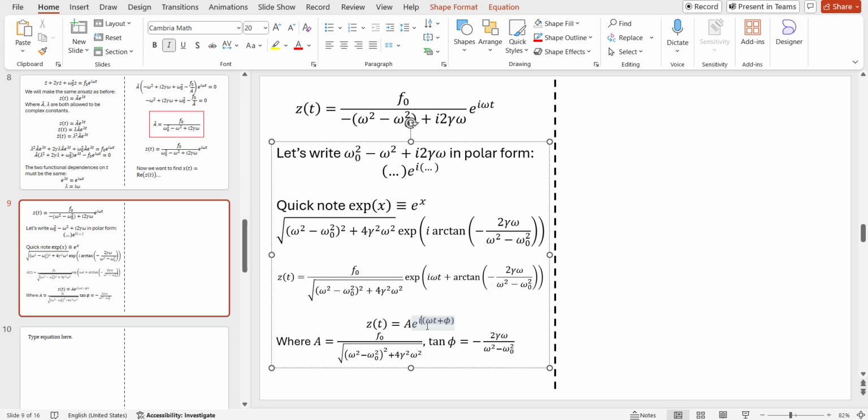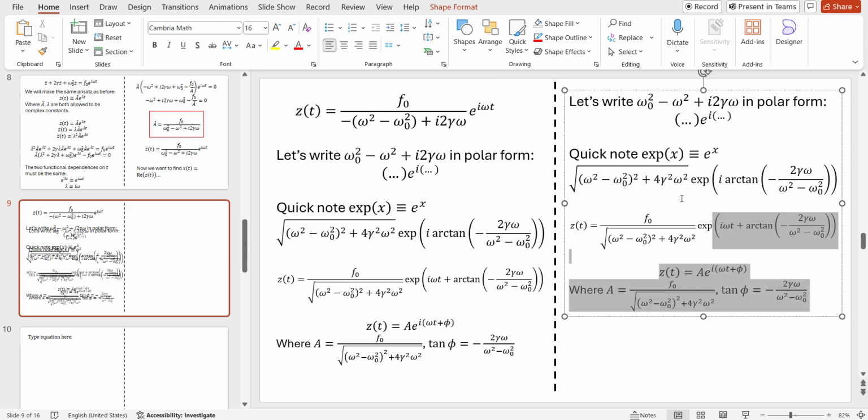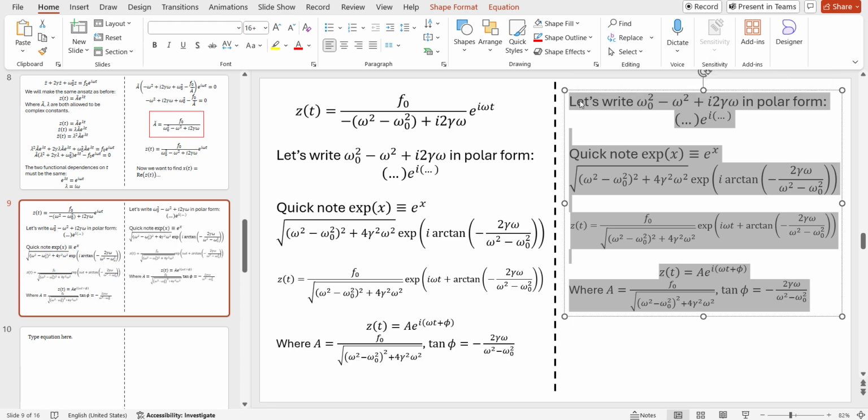So what was I saying? Oh yeah, now it's very easy to take the real part because we have a bunch of real stuff in front and then e to the i something. So this e to the i something is just going to turn into a cosine when we take the real part. So let's do that. And of course, you can already see you're going to get exactly what we got last time.